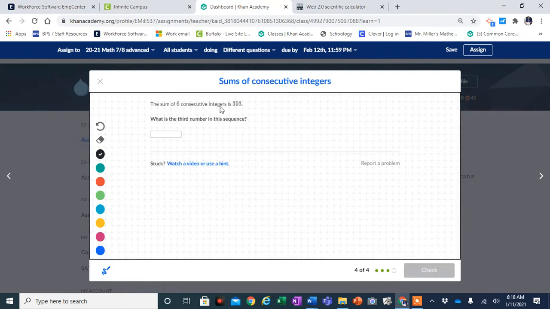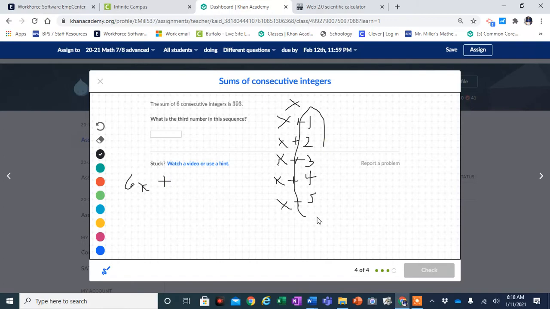Sum of 6 consecutive integers. So x plus 1, x plus 2, x plus 3, x plus 4, x plus 5. Number 1, 2, 3, 4, 5, and 6. So there's 6x plus, adding up all of this, so that's 9, plus another 1 is 10, plus the 5 would be 15, equals 393.